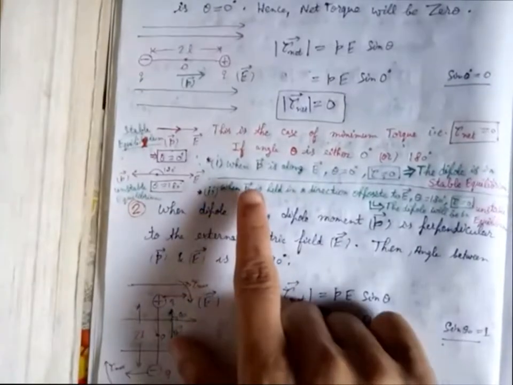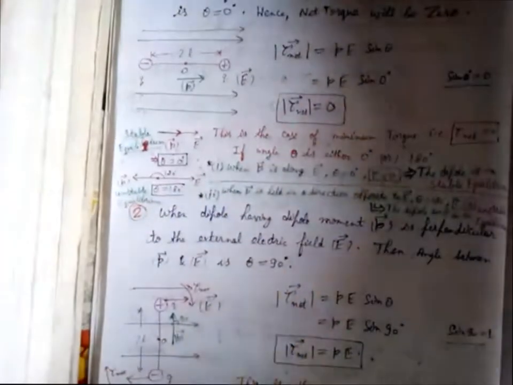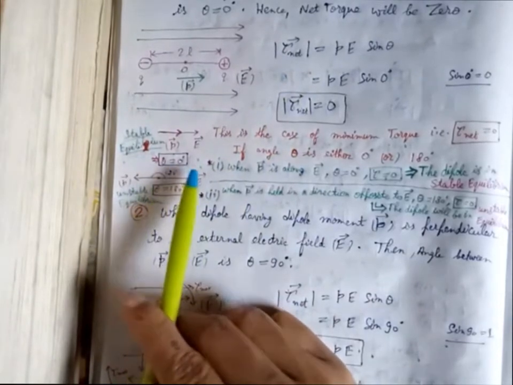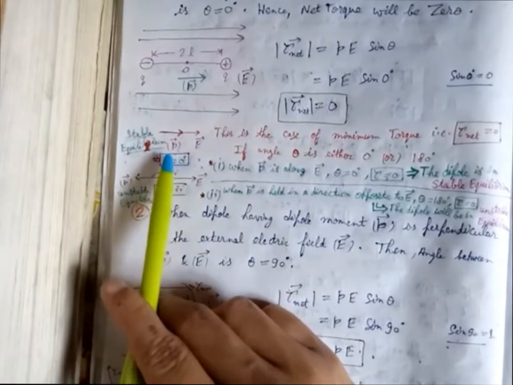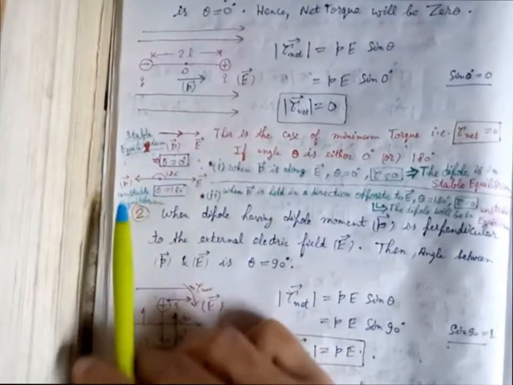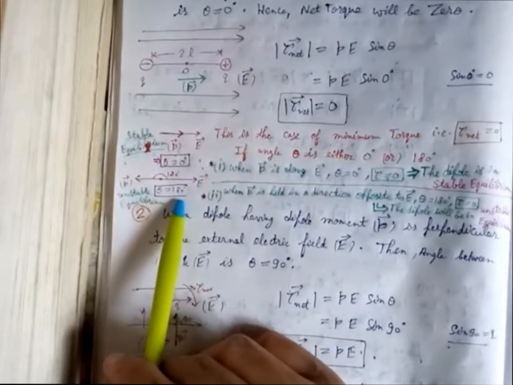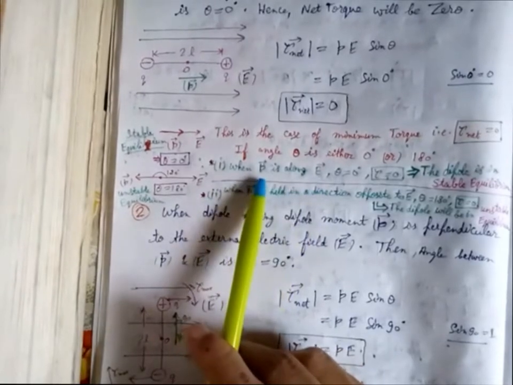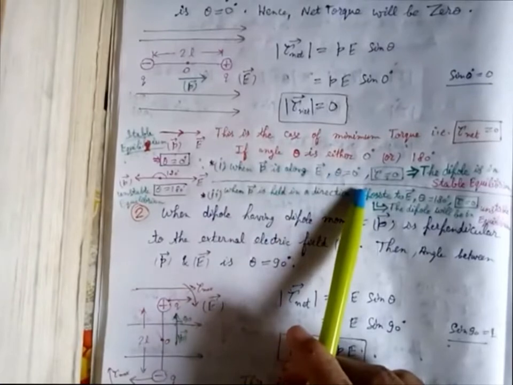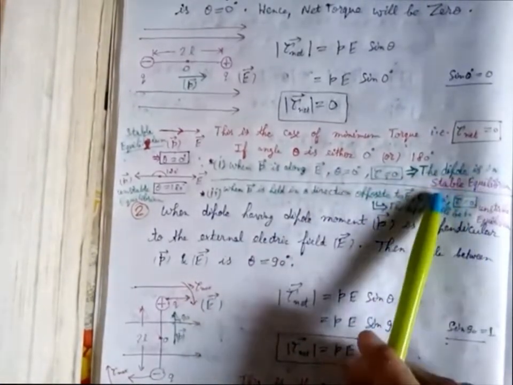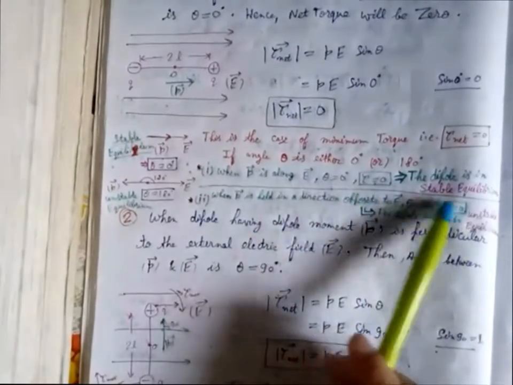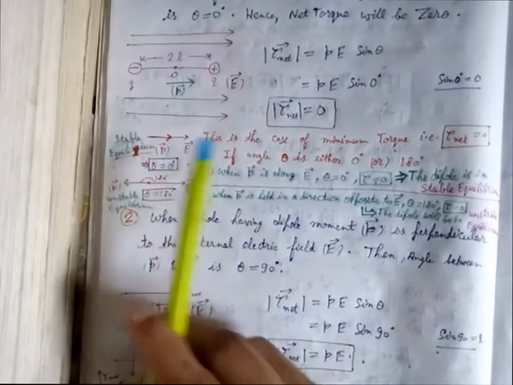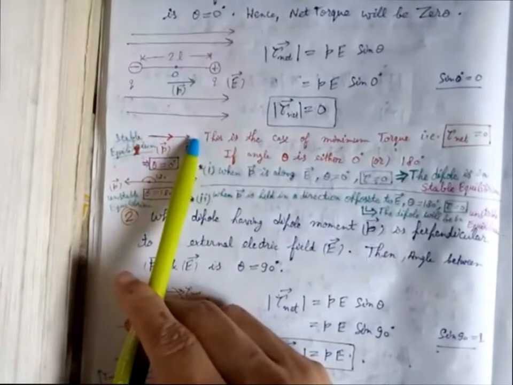And there is one more thing left out here. In the first case, which contains two parts, the angle between the dipole moment vector and electric field vector is 0, and the angle is 180. When the dipole moment vector is along the electric field vector, the theta angle will be 0, the torque will be 0, and the dipole is in stable equilibrium. So this is the condition for stable equilibrium, when the angle between the dipole moment vector and electric field vector is 0 degree, or we can say the dipole moment vector is along the electric field vector.